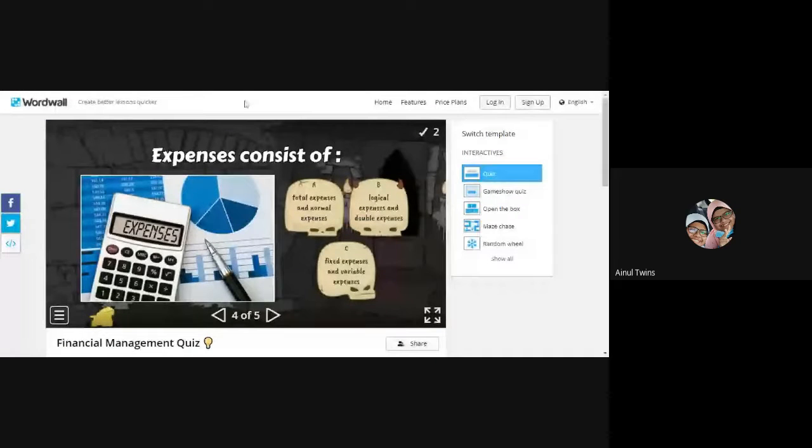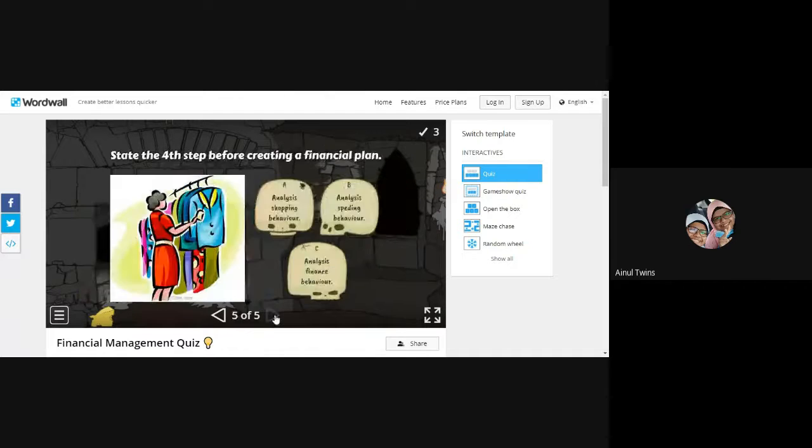Okay, let's go for the fourth question. Expenses consist of: A, total expenses and normal expenses. B, logical expenses and double expenses. C, fixed expenses and variable expenses. C, fixed expenses and variable expenses. Okay, correct. Congrats.